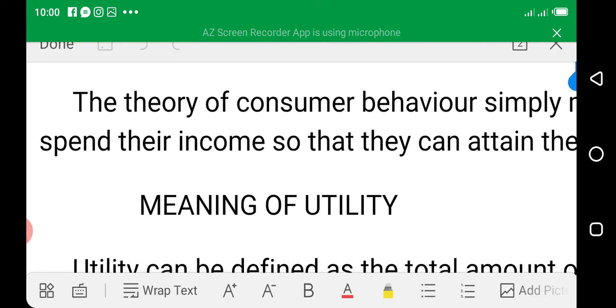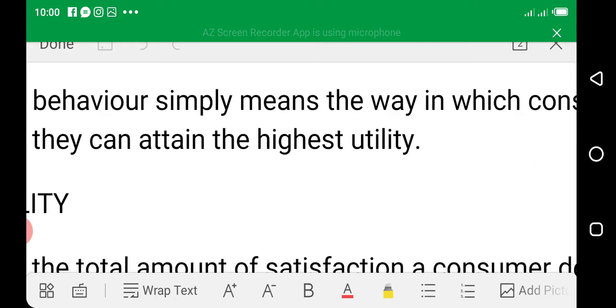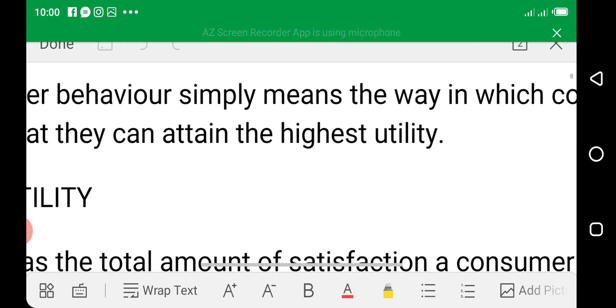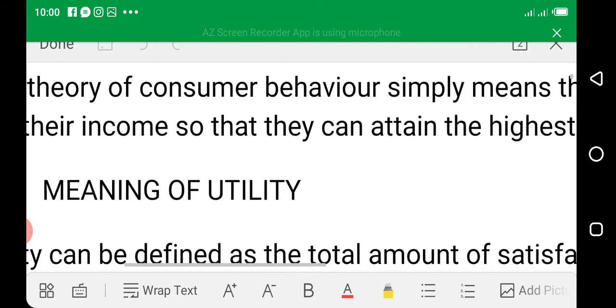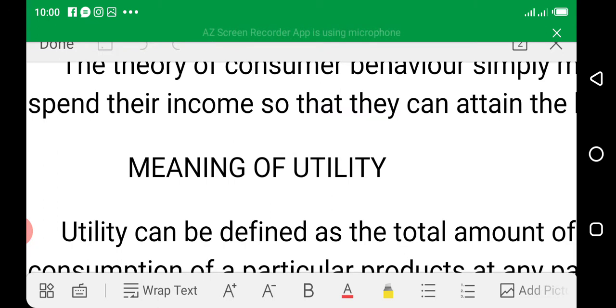The theory of consumer behavior simply means the way in which the consumer chooses how to spend their income so that they can attain the highest utility.